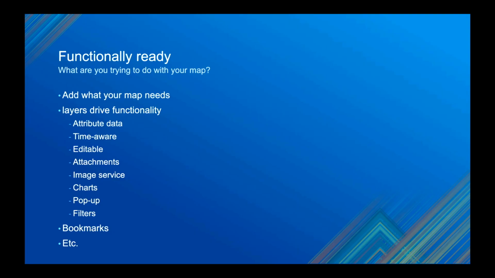And the functionality that's in a lot of our instant apps is driven at the layer level. So your map needs to be functionally ready. Layers drive functionality, like whether or not it's editable, if it has a pop-up, a filter, whether it's time aware. The layers drive even simple things that we tend to take for granted, like the attribute information that's going to tell the person in South Florida if they need to evacuate.